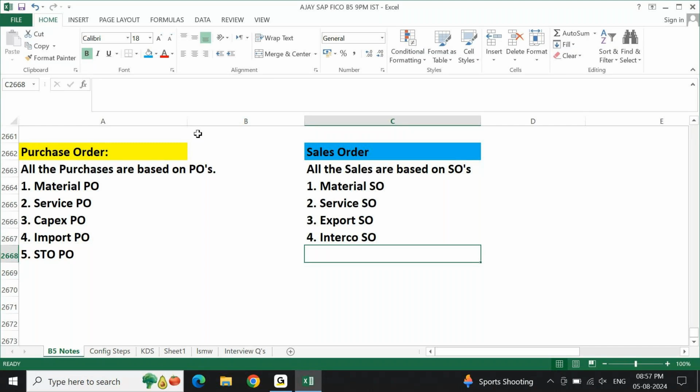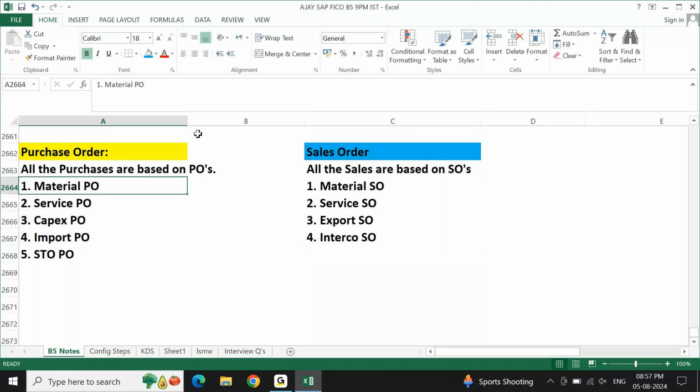Now, in the material PO, you are going to purchase material. In the service PO, you are going to purchase a service. In the capex PO, you are going to purchase an asset. In the import purchase order, you are going to import from other countries. In the STO, you are transferring material from one location to another location.